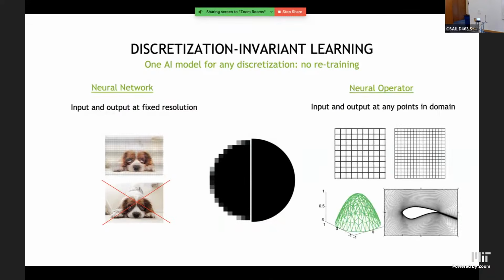But on the other hand, when you have numerical solvers for different simulations, such as PDEs, you want the flexibility to run on any kind of grid. So you want to be able to query at any point in the domain.